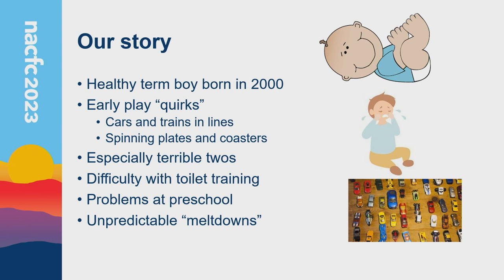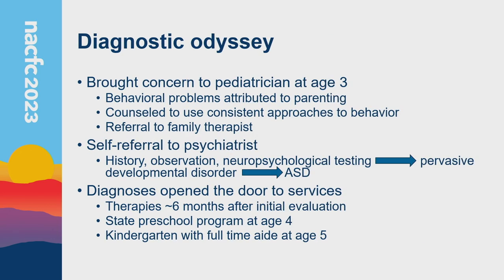He had a lot of difficulty with toilet training, particularly with bowel movements. So he would pee in the potty, but he would ask for a pull-up and go off in a corner. He had problems interacting with other kids at preschool, and the most difficult thing was unpredictable meltdowns, where you'd just be going through the community and suddenly the kid was screaming in terror as if he was in pain. And so it took a while for me to denormalize some of this, and this is not unusual because, as I said, terrible twos are terrible.